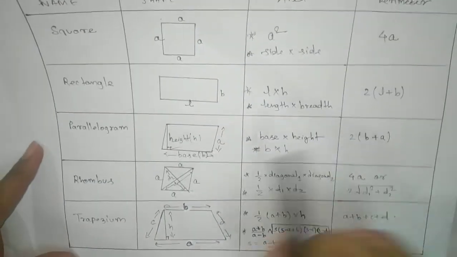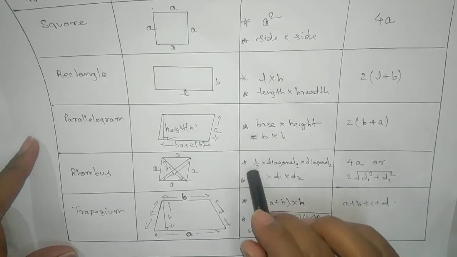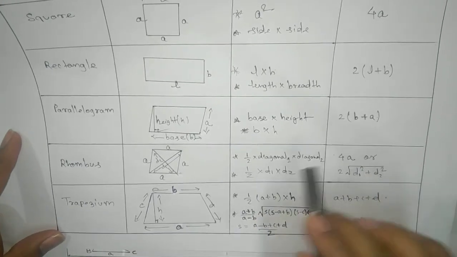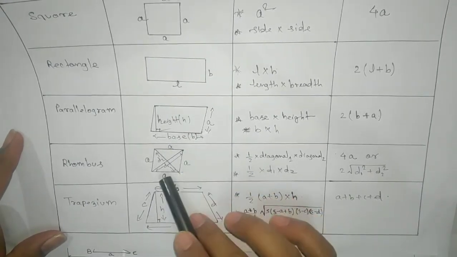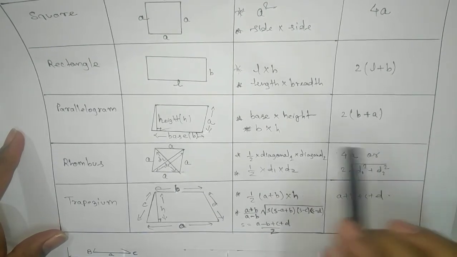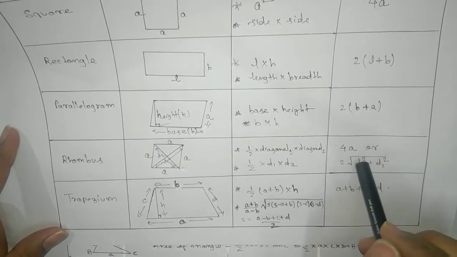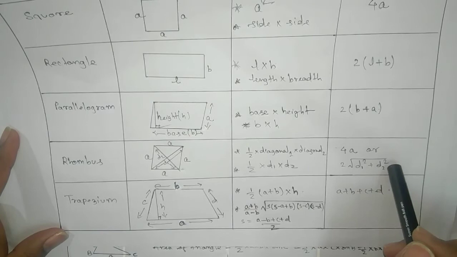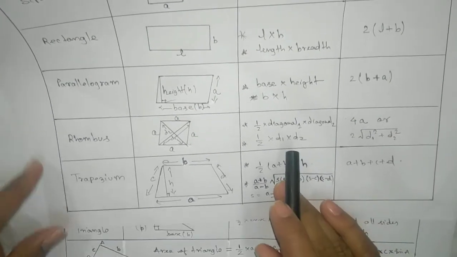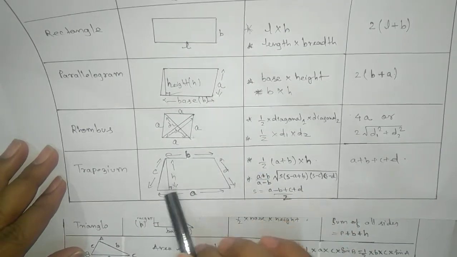Now the rhombus. If two diagonals are given, then you can simply apply half into diagonal 1 into diagonal 2. Now if the side is given, then you can use 4 into side for the perimeter, and if the diagonals are given, then you can apply 2 into root over diagonal 1 square plus diagonal 2 square to get the perimeter.